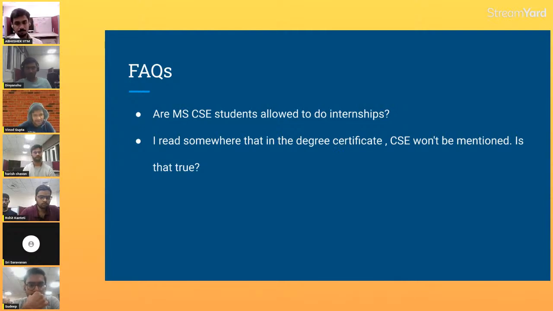I read somewhere that in the degree certificate which we get after graduating, CAC won't be mentioned. Is that true, Sudeep Bhai? Yeah, I'm not 100% sure regarding this, but most probably this is the case. Instead of the department, your thesis title will be mentioned. I will confirm this and let you all know. But even if this is the case, you will not be the first one to experience this, so it does not affect you. Just don't worry about that.